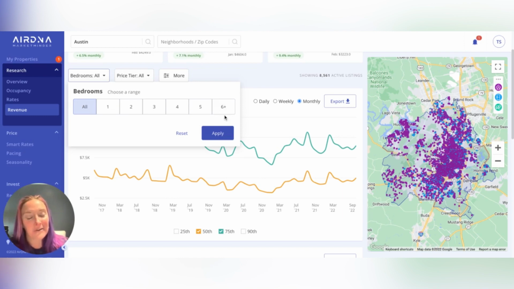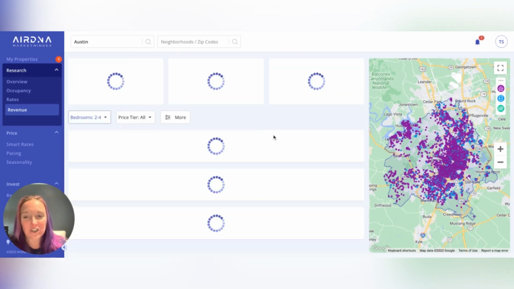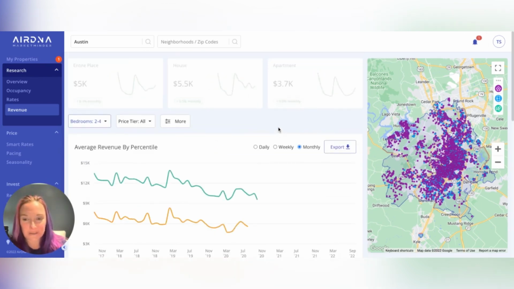Real quick clarification on that, because some people do ask. We go up to 6 plus just because there's not a ton of markets that have very large homes with more than 6 bedrooms. So to keep the data nice and clean, we keep it to 6 plus instead of going up to a higher number of bedrooms. But you can choose your bedroom range. So if you want to look at 2 to 4 bedrooms, you'll see that these charts will move and readjust.